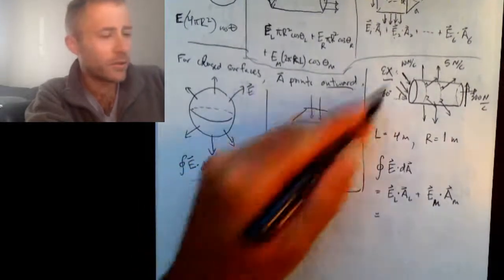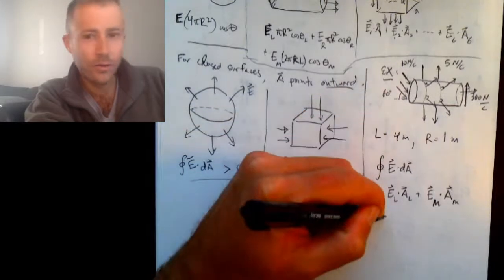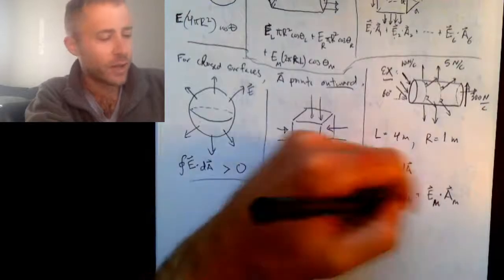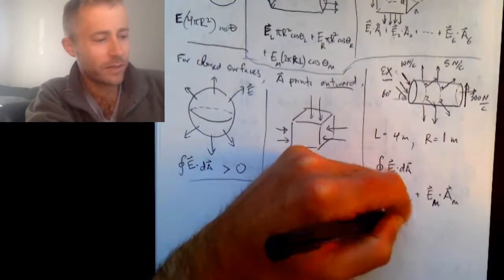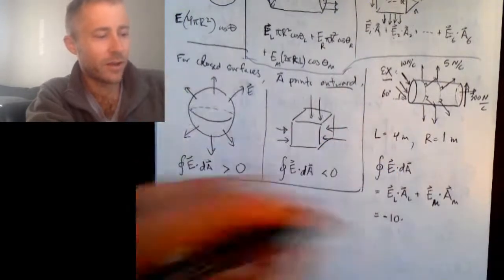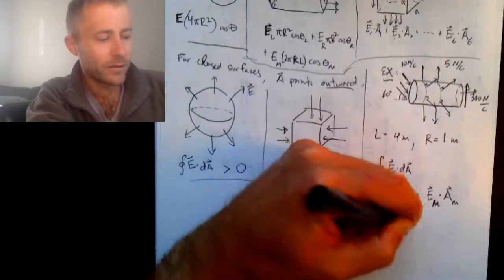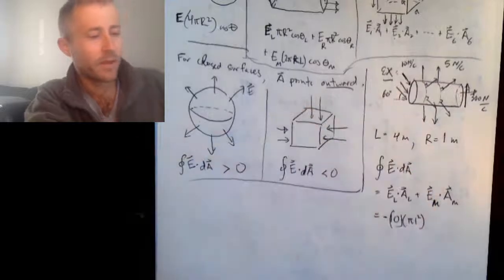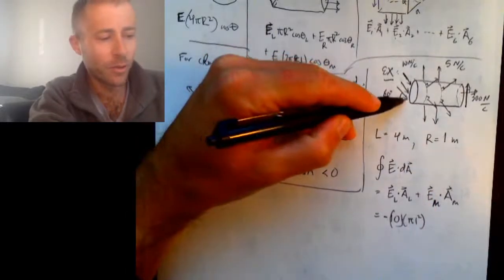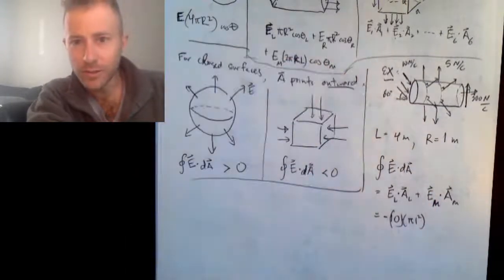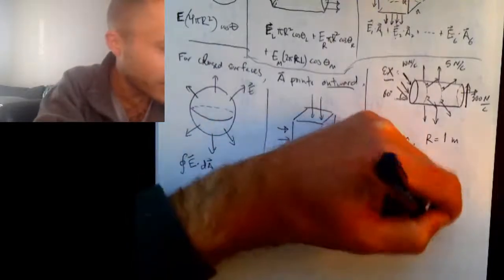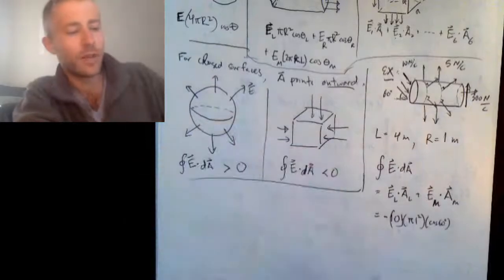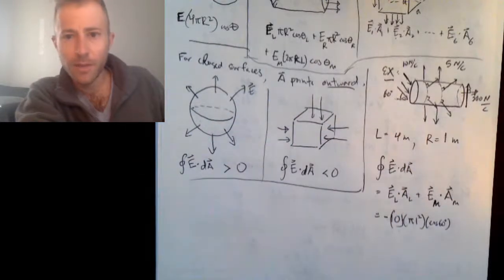So the left electric field, it's going inward, so I'm going to make the flux negative. The size of the electric field is 10. The size of the area is pi times 1 squared. And then the angle between the normal and the electric field is 60 degrees. So I have cosine of 60 degrees. So that is the flux through the left side.